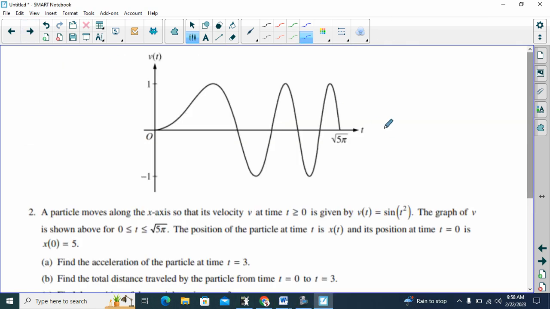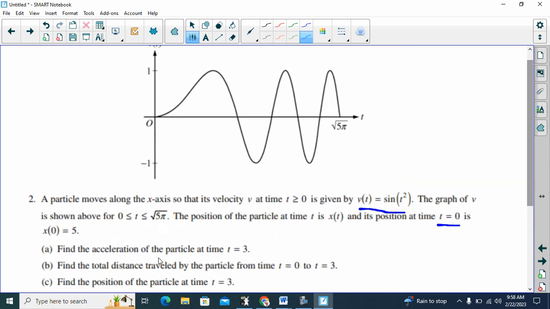Let's try another one here. Again, a number 2. The fact that it's number 2, we know it's a calculator problem. It gives us an equation for velocity. It gives us the time interval that we are working with, and it tells us its position at time 0. It isn't necessarily always going to be time 0. It usually is, but it might say its position at time 1 is whatever.